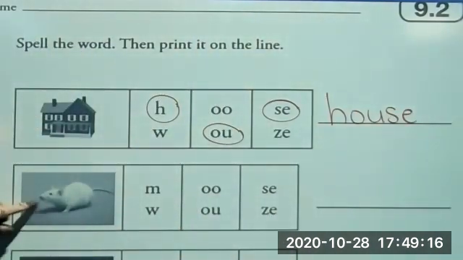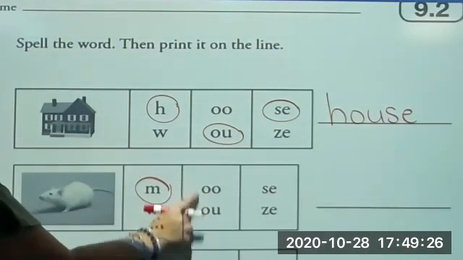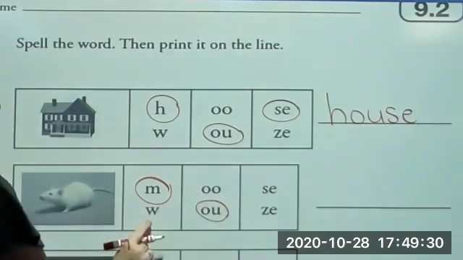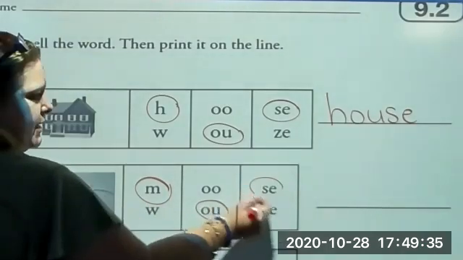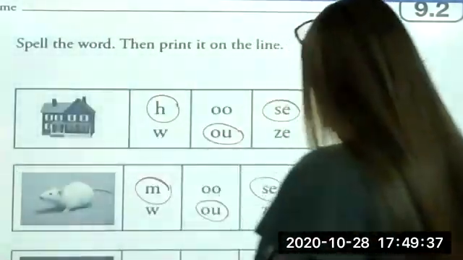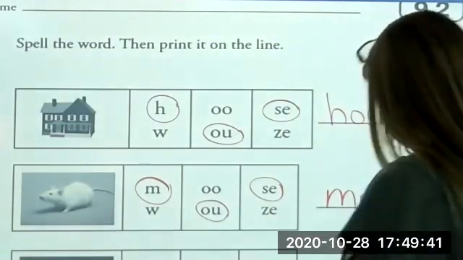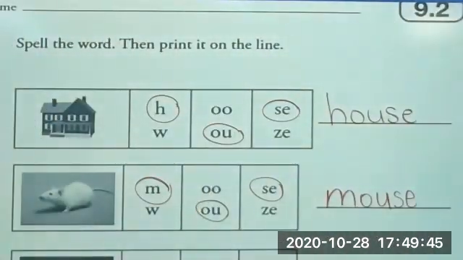The next one is a picture of a mouse. I know my first sound is ow. Which one of these says ow? The O-U, ow. It's going to be the S-E again, so I'm going to write the word mouse. Okay, so that's what you're going to do on that paper.